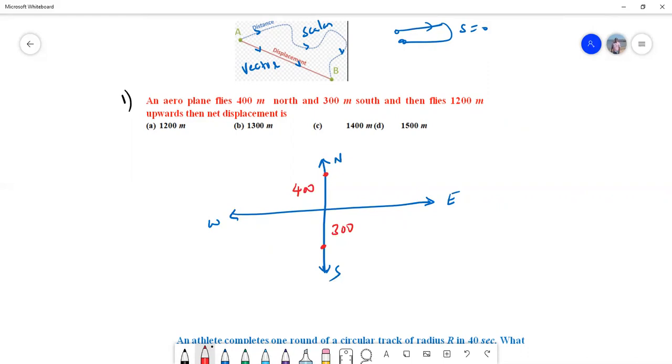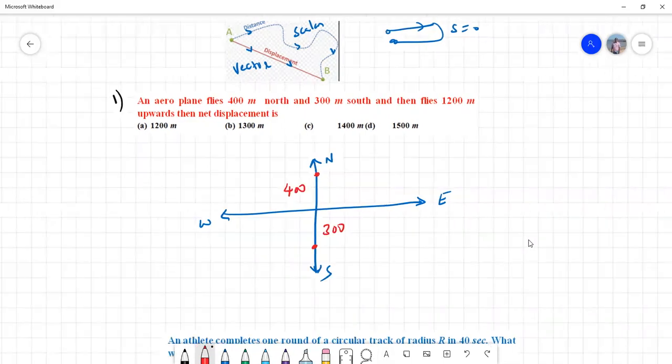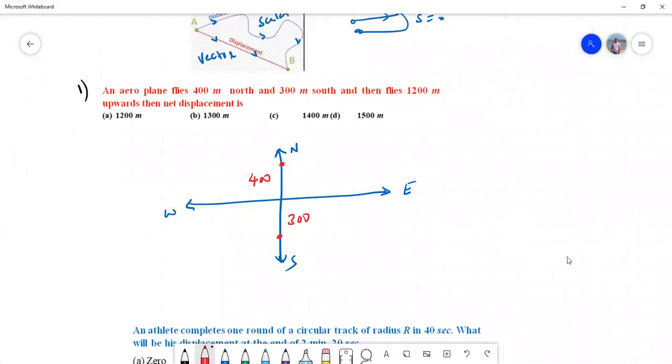Now, first thing we should understand, if it travels 400 meters towards north, that means it starts from here and goes up to this point. Let's take this is A and this is B. This is the direction of displacement and it is 400 meters. Now it returned in the opposite direction. That means it starts from the point B again. Then it will come to the point, let's take C. In this direction, it traveled 300 meters.